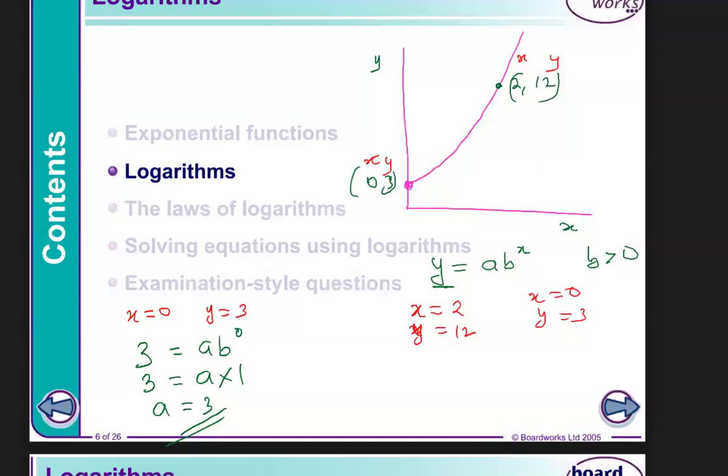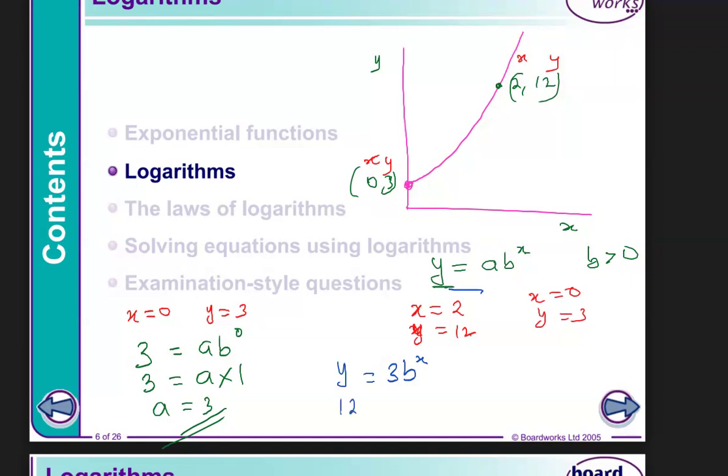You know what? That is a. So if that one is a, what is now b? Y equals to a is what? 3. B, you don't know. And put x there. You can use the second coordinate. In the second coordinate, can you see that x is 2 and y is 12?